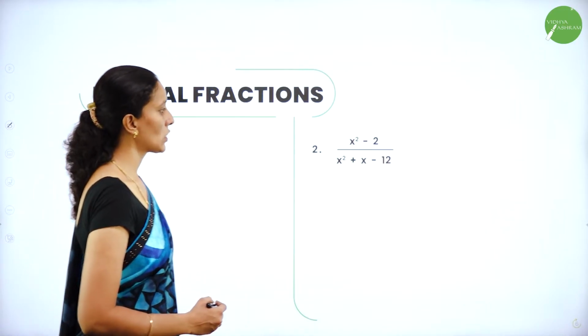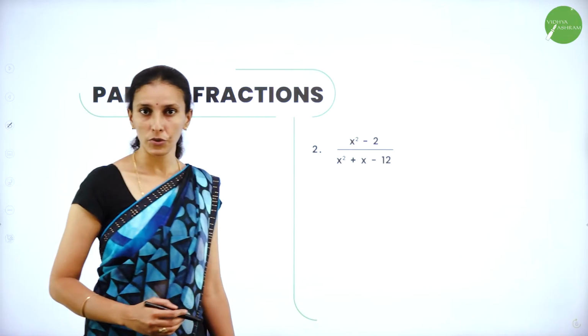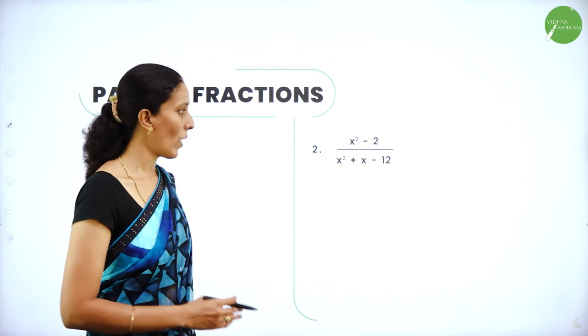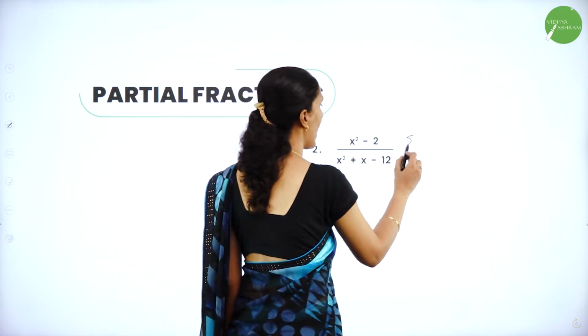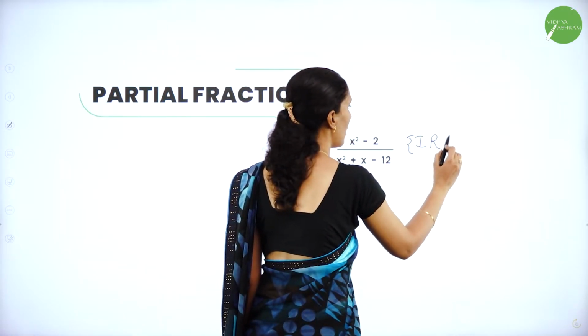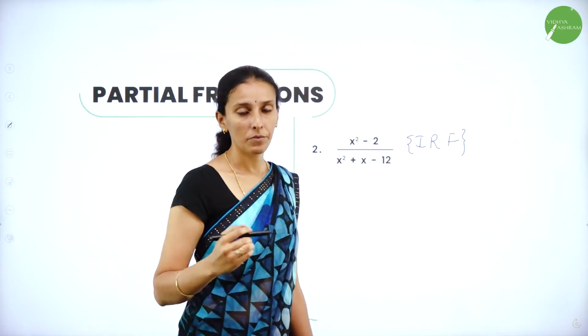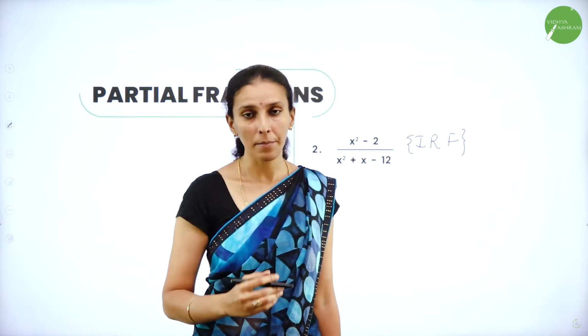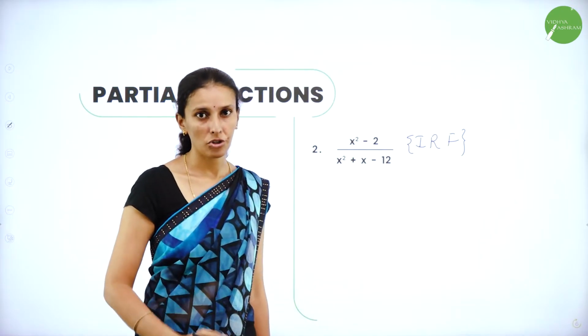x square minus 2 over x square plus x minus 12. Here I say I cannot resolve this fraction. Why? Because this is an improper rational fraction. So when you have an improper rational function, you have to write that as a sum of polynomial and partial fraction.